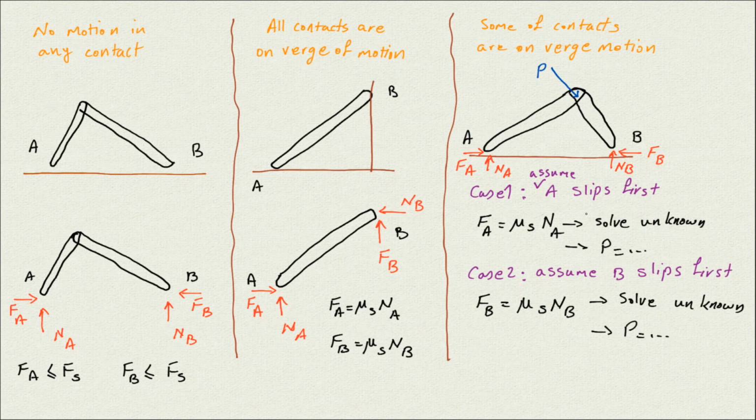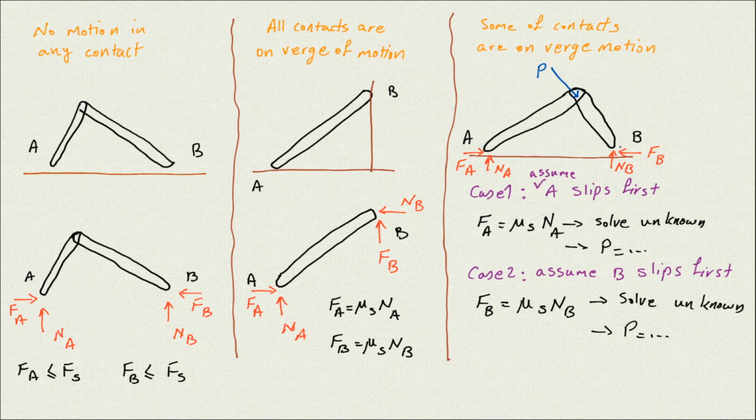Then we compare the P we get from the first case with the second case and see which one is smaller. That one is the one that causes the system to move. So one more time, if I go over that, if we have something like that, and we don't know which contacts move and which don't, some of them move, some of them don't. Like here, we know either A or B is gonna move.